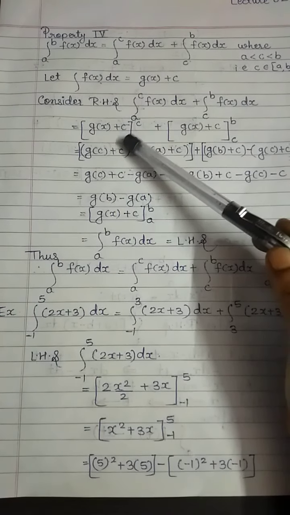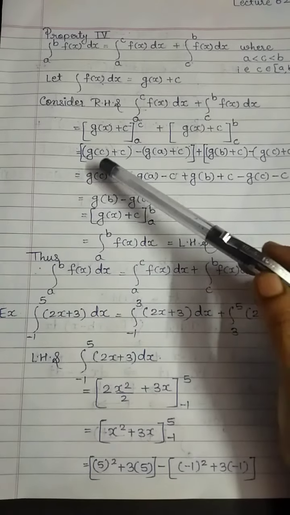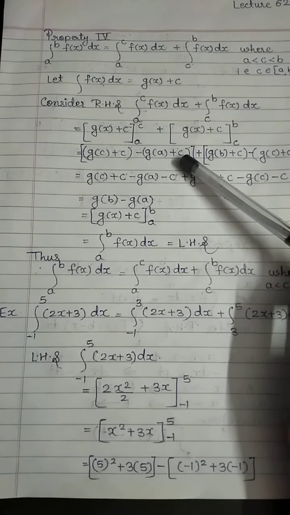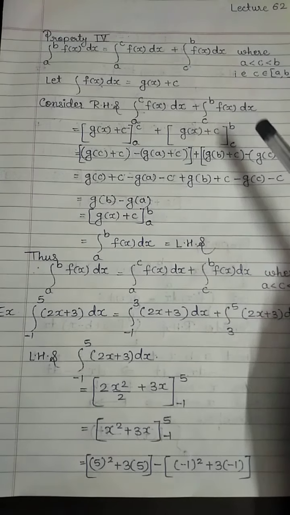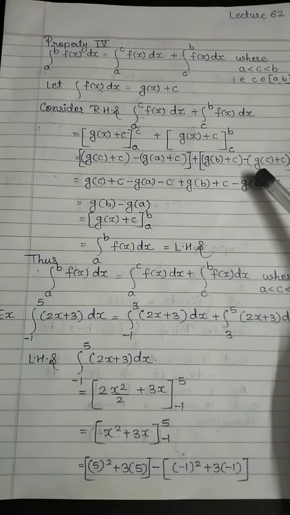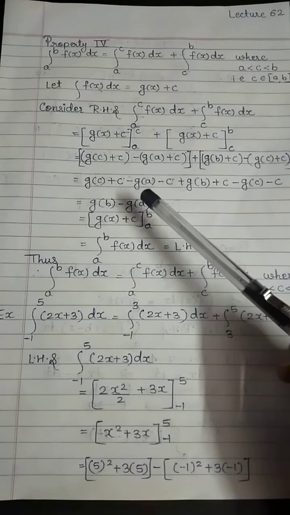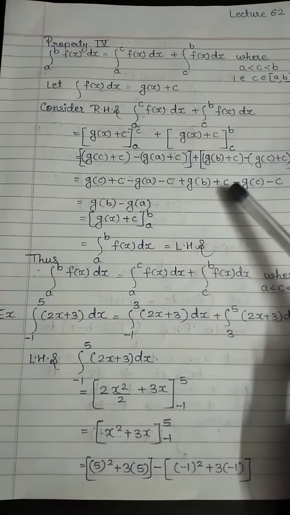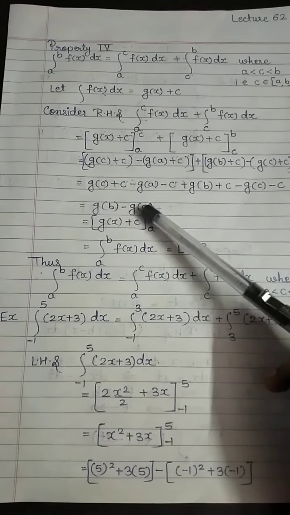Now we apply upper limit minus lower limit. So g of c plus c minus g of a plus c. Similarly, here also we will apply upper limit minus lower limit. So g of b plus c minus g of c plus c. Now if we open the bracket, then plus c minus c will get cancelled from both the places, and g of c minus g of c will also get cancelled. So we have only g of b minus g of a.